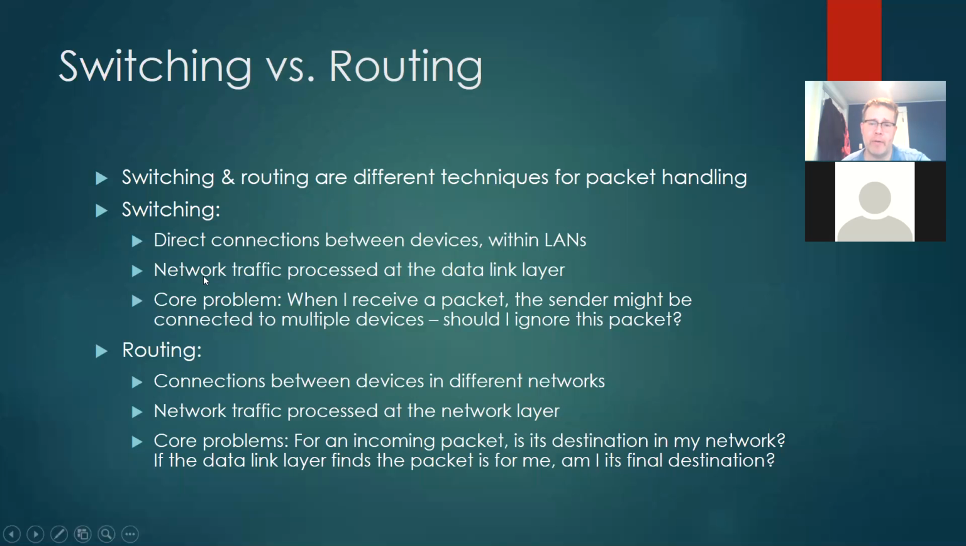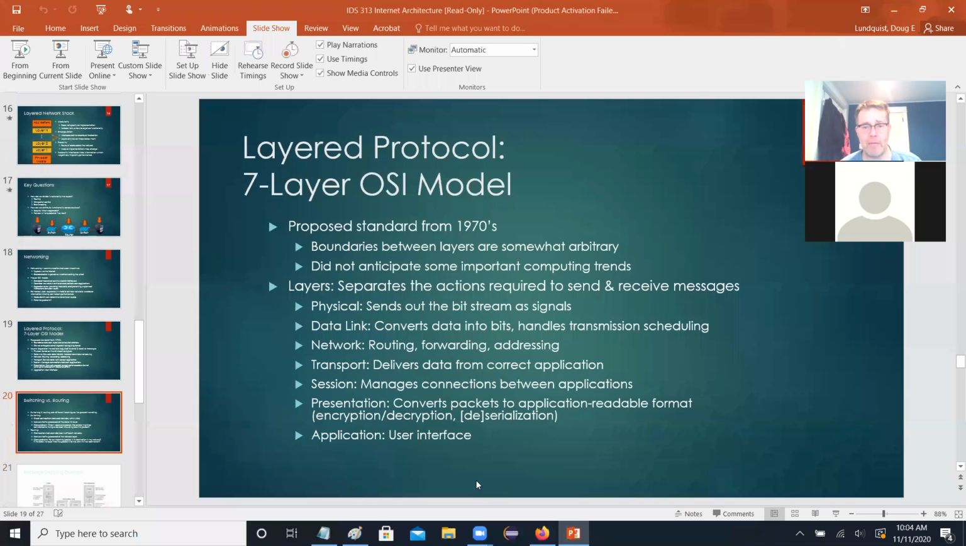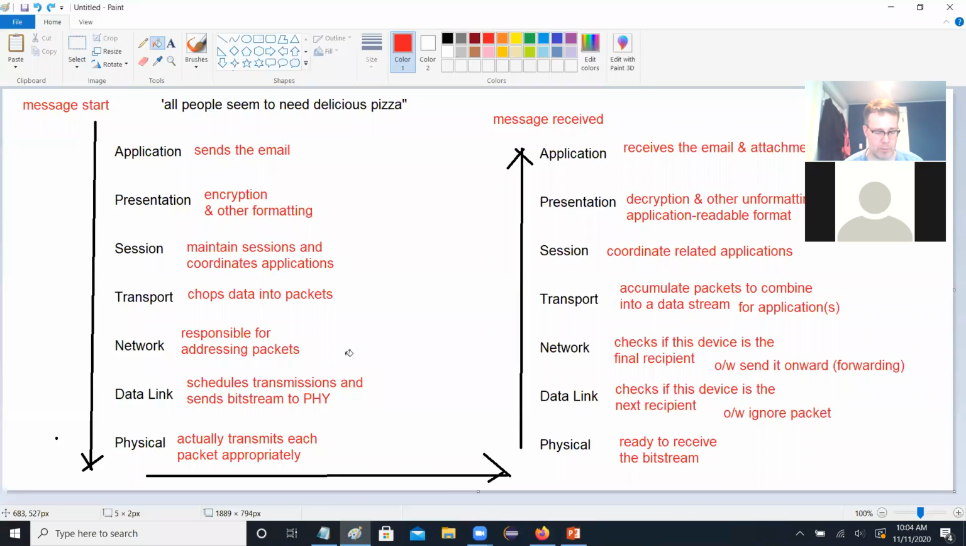On the other hand, routing. Routing is for connecting devices in different networks, and that gets processed at the network layer. Now, the key problem for routing is if there's an incoming packet, is its destination in my network? And then if the data link layer finds the packet is for me, am I its final destination? So what you typically have with routing is something more like this.